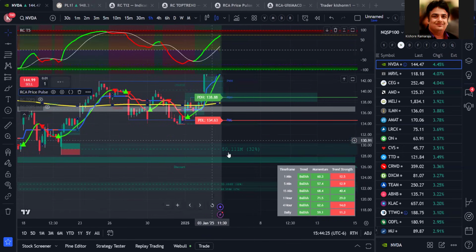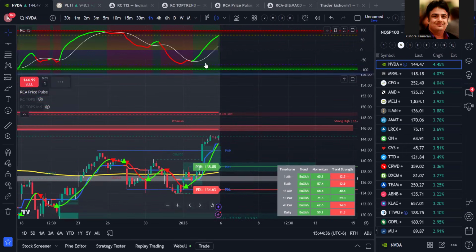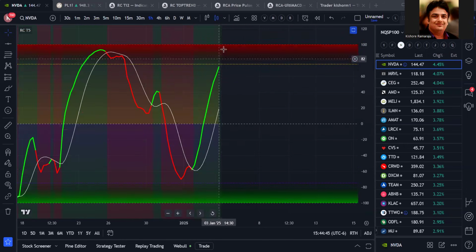Now your confidence is double, right? You are not just depending on price pulse. Your T5 is telling it will go up. Your price pulse is telling it will go up. So you have a much higher chance of success. In the same way, now it is going up. Once it goes all the way to the top, right here, it is in a bullish trend. If you see green, that means buyers are in control. So buyers took control on 2nd January around 11:30.